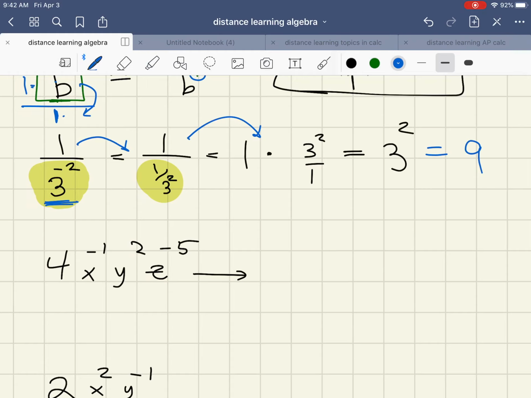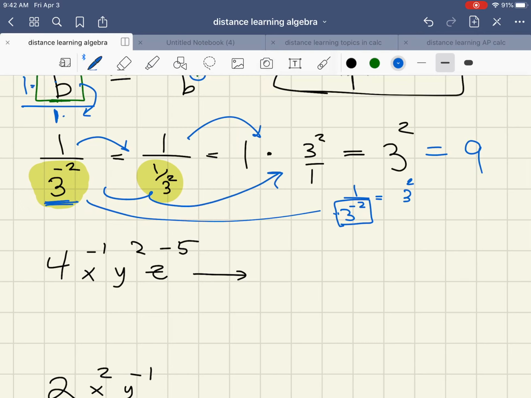Another way to think about it is, again, I'm going to just rewrite this problem. 1 over 3 to the negative 2. If I think about this, this value with the negative exponent is in the wrong place. There's either a numerator or a denominator. If you have a negative, it doesn't belong there. We want to move it to the other place. So if it's in the denominator, we move it up to the numerator, and it skips all of these steps and jumps us right to that step, and then we can write our squared.